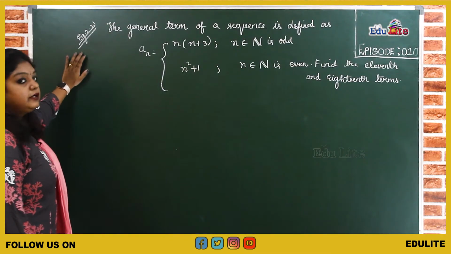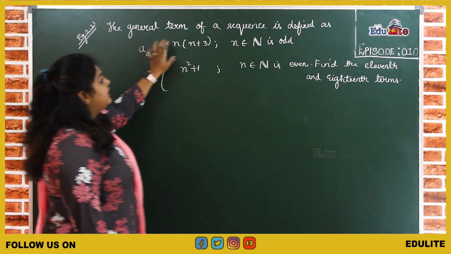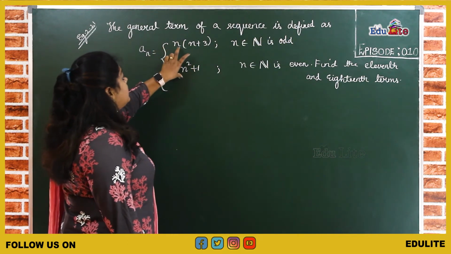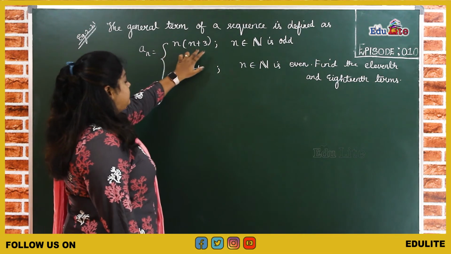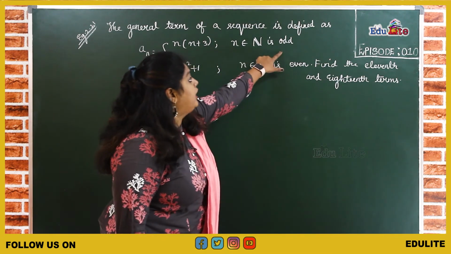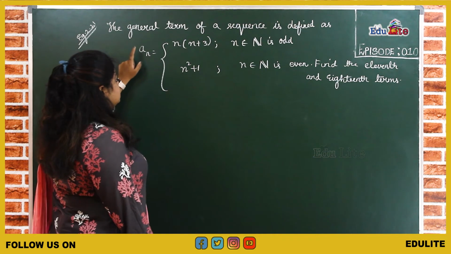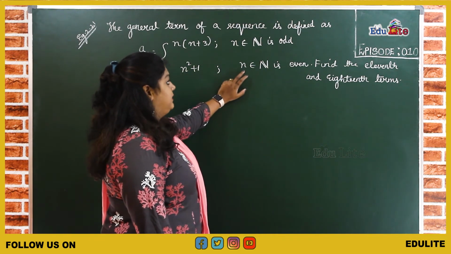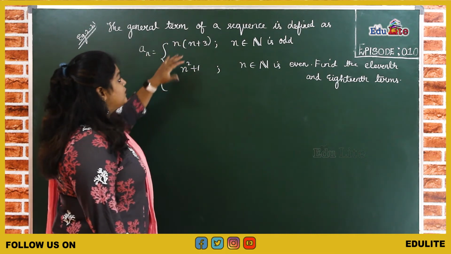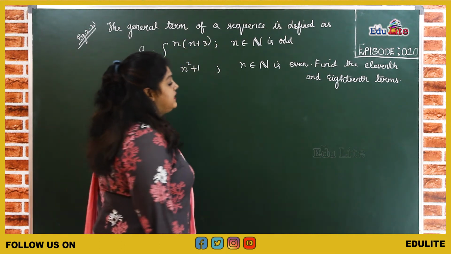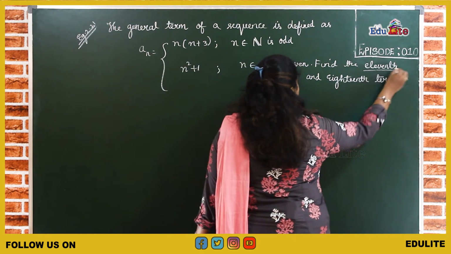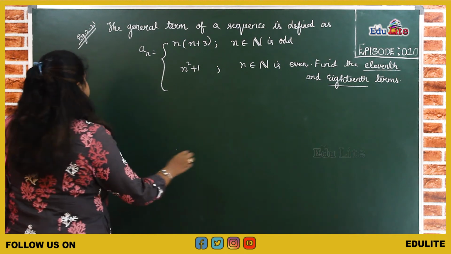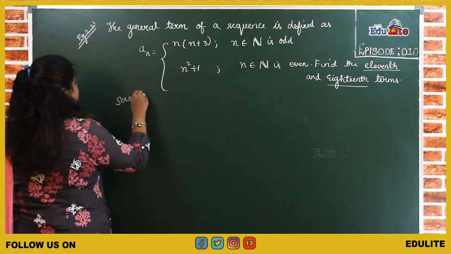So next is example 2.21. The general term of a sequence is defined as follows: an is n into n plus 3 when n is an odd number, and an is n square plus 1 when n is an even number. So they gave two an values, for when n is odd and when n is even. We have to find the 11th and the 18th terms. So this is very easy to do. Let us find them one by one.